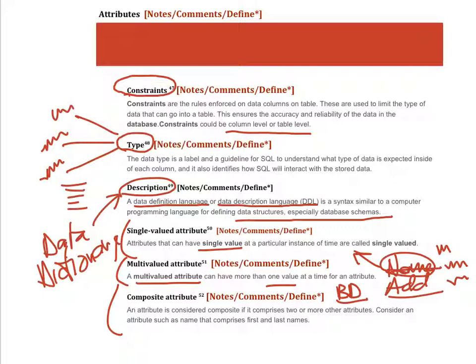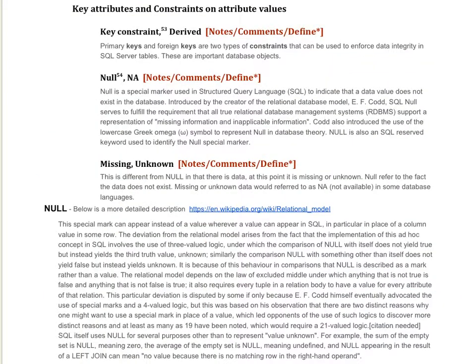Composite attribute, 2 or more other attributes. Consider an attribute such as name that comprises. So a composite would be 2 or more attributes. We talk more about that later on. And the key attributes and constraints. Let's take a look at this. A key constraint. There we're talking about the constraints on foreign keys and primary keys.